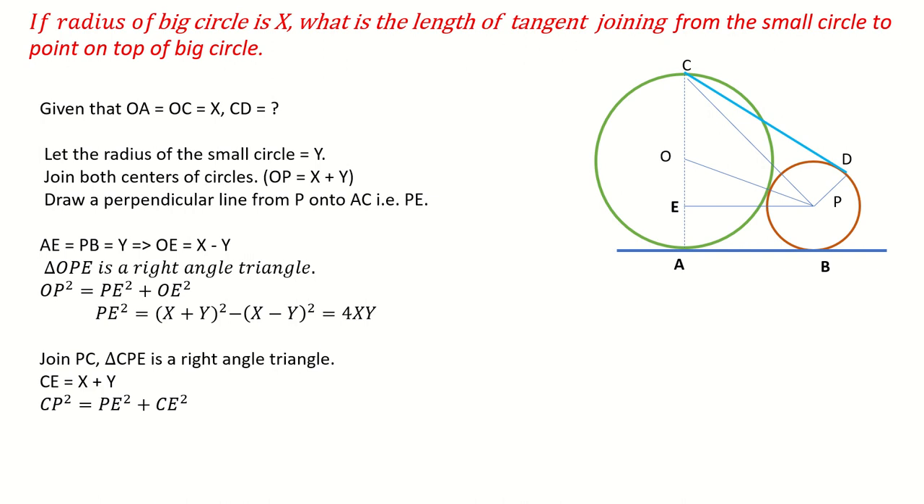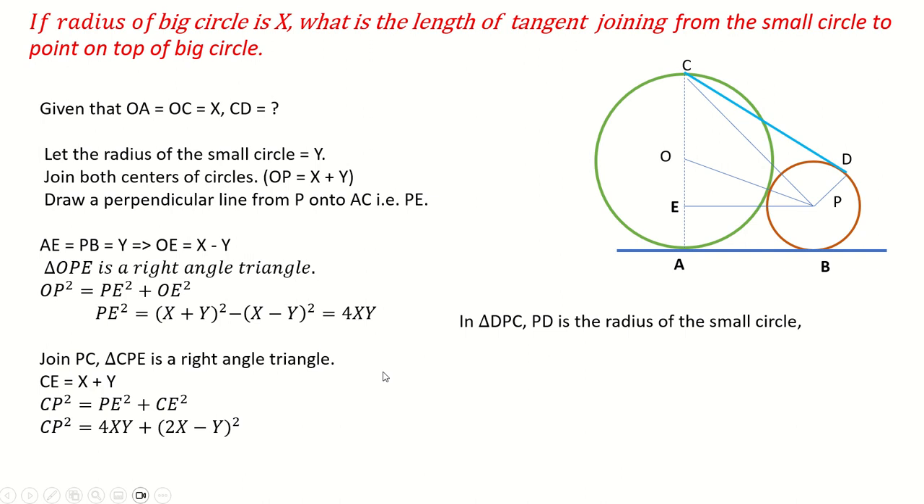X plus Y. No, CE is not X plus Y actually. CE equal to 2X minus Y. I wrongly wrote it here. CE equal to 2X minus Y, and PE is 4XY. So CP square equal to 4XY plus 2X minus Y whole square. This step here is wrong. This is 2X minus Y actually. CE equal to 2X minus Y. So with this, I got the CP.